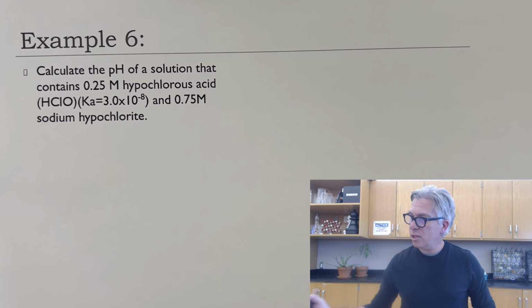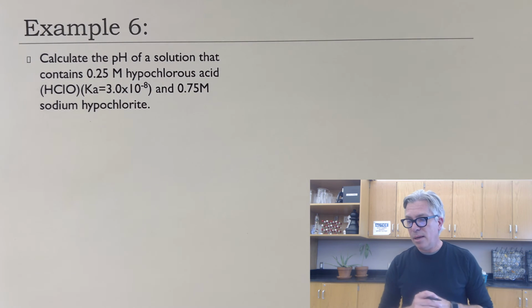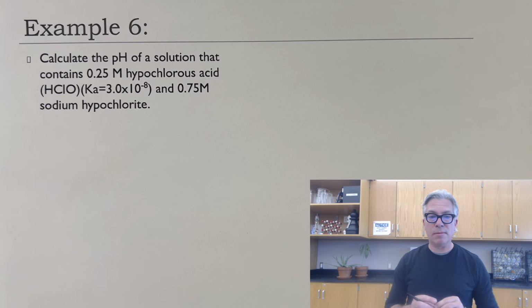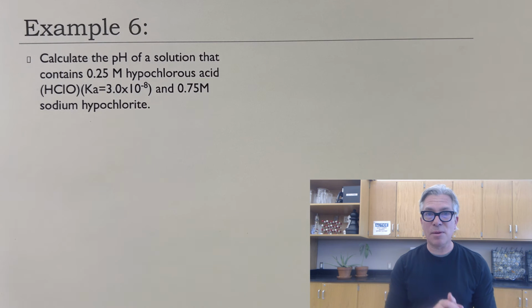Now, pause the video, a moment for you to try. Calculate the pH of a solution that contains 0.25 molar hypochlorous acid, there's its Ka value, and 0.75 molar sodium hypochlorite. Take a moment, pause the video, see if you can solve this using the Henderson-Hasselbalch equation, and see you back here in a minute.